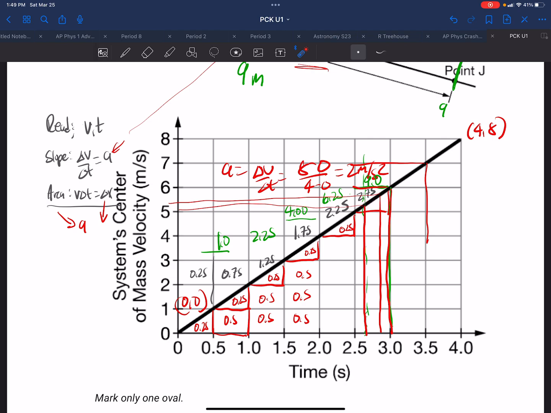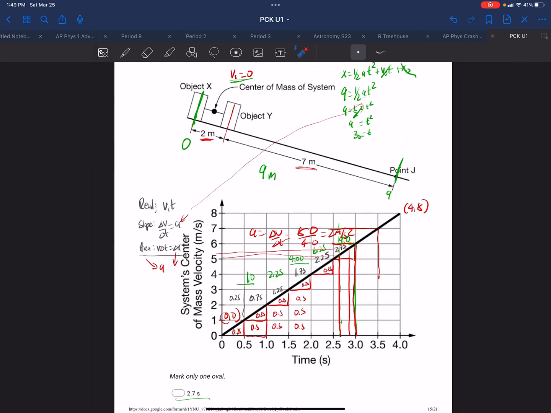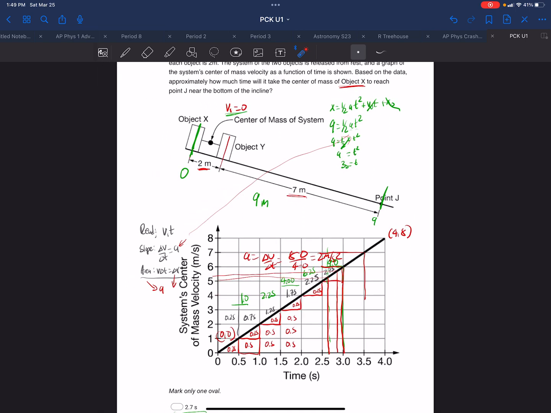So after looking at all those different methods, it seems like the easiest way to do this is to use the equation, obtaining the slope from the graph. And that's why it's 3.0 seconds.